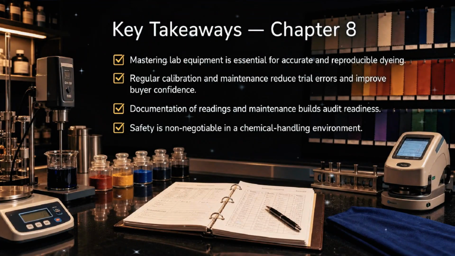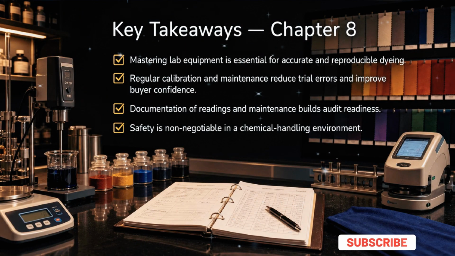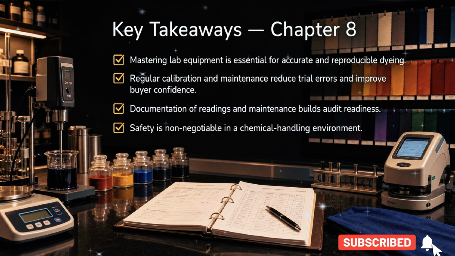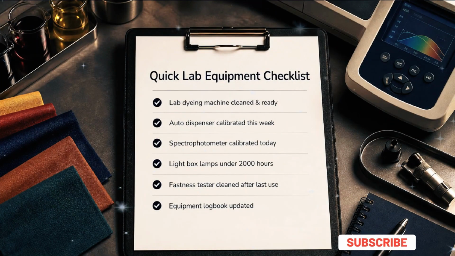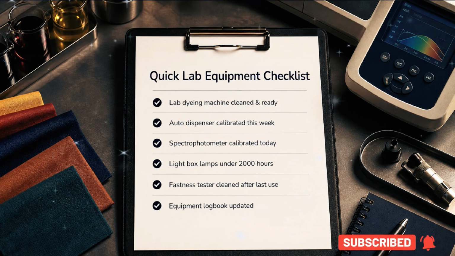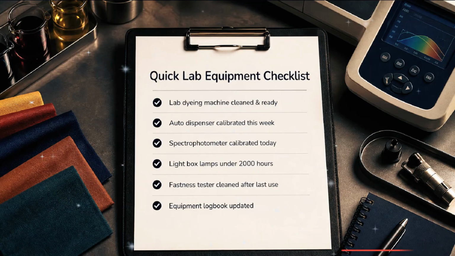The key takeaways for this chapter: mastering your equipment is essential. Regular maintenance improves results, proper documentation aids audit readiness, and safety is never negotiable. Use this quick checklist to stay on track. Ensure your dyeing machine is ready. Verify calibration of dispensers and spectrophotometers, monitor lamp hours, clean your fastness testers, and update your logbooks.